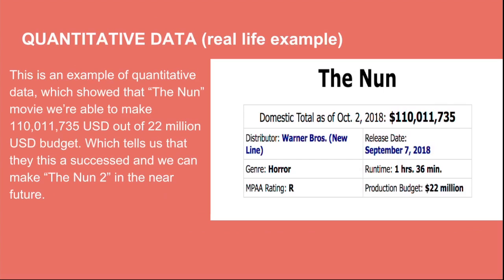Quantitative data. This is an example of quantitative data, which shows the Nun movie was able to make $110 million out of a $22 million US budget, which tells us this was a success, and we can therefore make The Nun 2 in the near future.